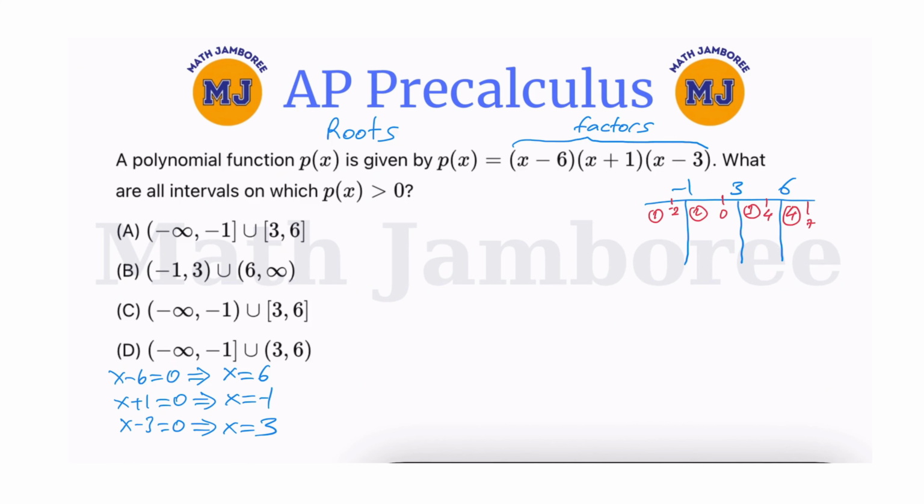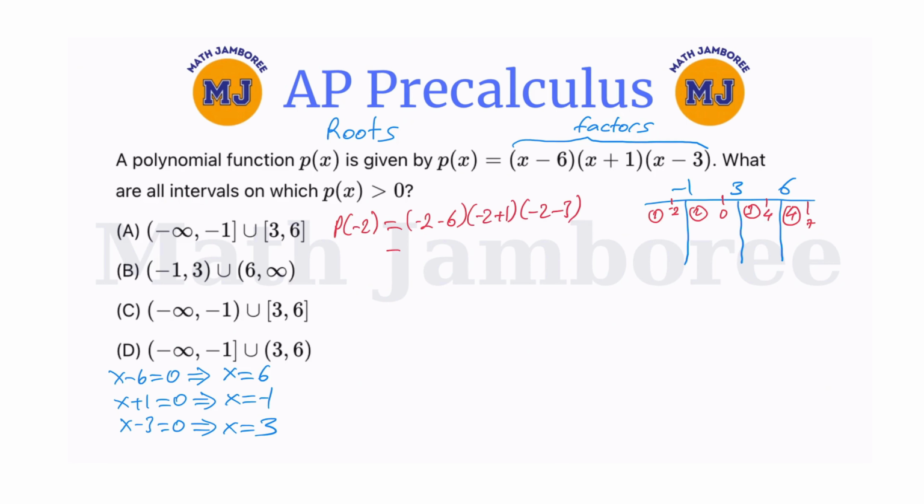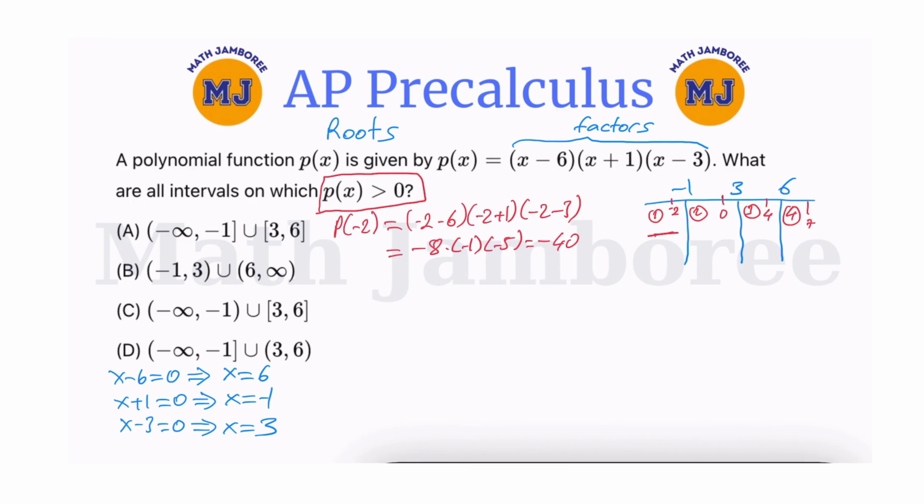So if you test p of negative 2, this means we substitute negative 2 for x. This equals negative 8 times negative 1 times negative 5, which turns into negative 40. So the sign of the polynomial function is negative. We're looking for something greater than 0, which is positive.